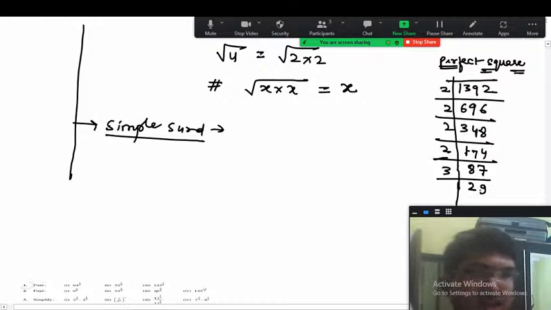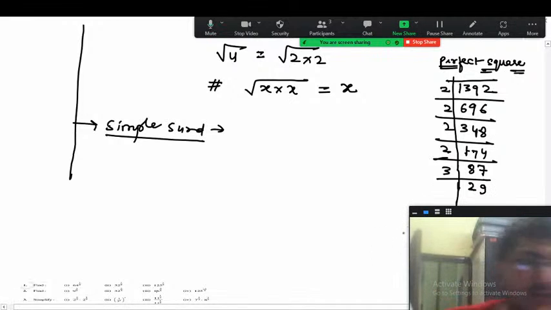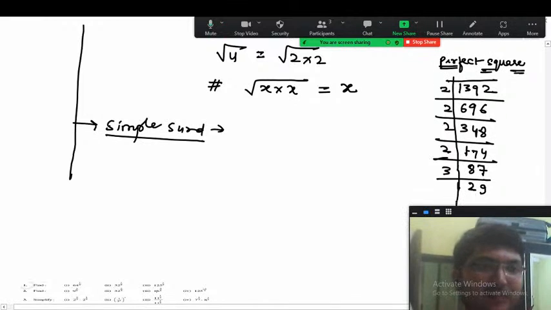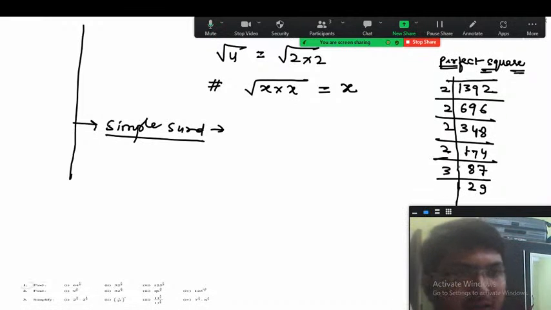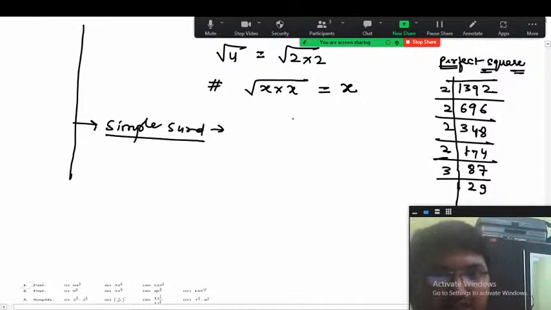Now you want to figure out what to multiply to make it a perfect square. You need to understand that 1392 is written as 2 times 2, 2 times 2, again 2 times 2.